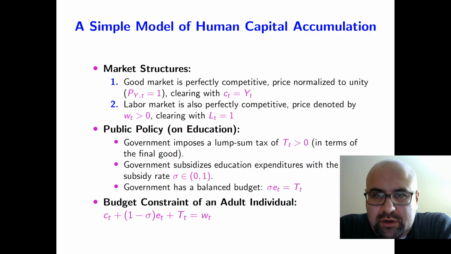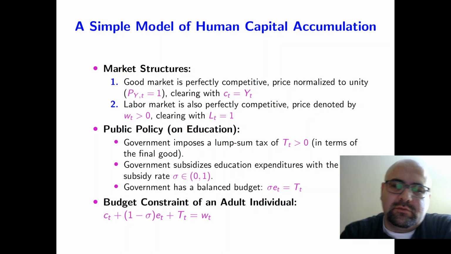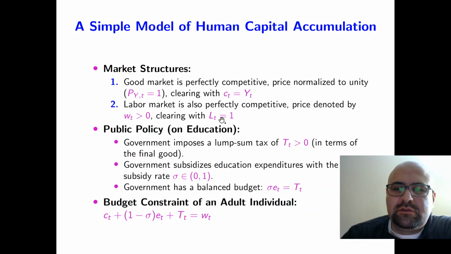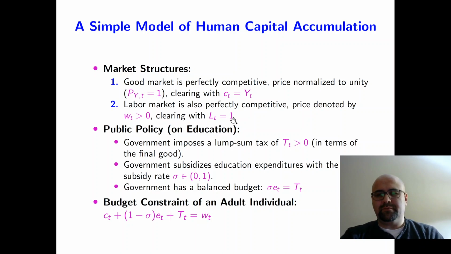Then there's also the labor market, right? Because people supply their raw labor inelastically. In that market, there will be a wage rate. So the price is basically the wage, and it will be denoted by W. And this market will be clearing in this way. LT will be the total demand. Remember the production function. And 1 is just the total supply because everybody has 1 unit of raw labor, and the total population is just equal to 1.